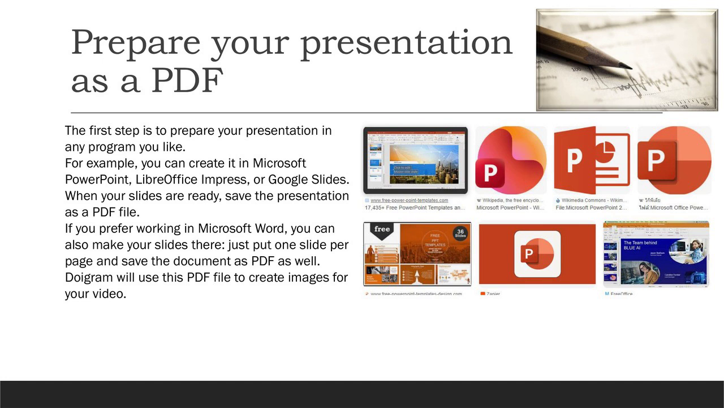The first step is to prepare your presentation in any program you like. For example, you can create it in Microsoft PowerPoint, LibreOffice Impress, or Google Slides. When your slides are ready, save the presentation as a PDF file on your computer. If you prefer working in Microsoft Word, you can also make your slides there by placing one slide on each page and then saving the document as PDF. Doigram will use this PDF file as the visual basis for your future video.